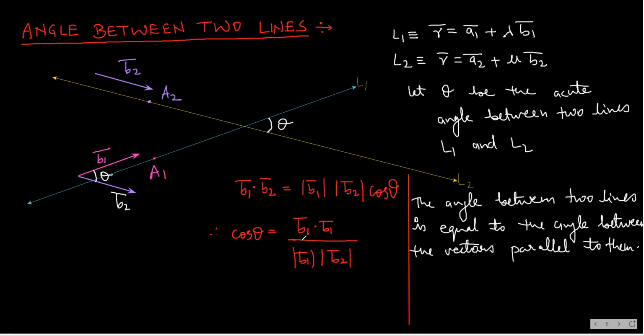And since you want the acute angle, what would you do? You will put this into a mod sign. So now you are making sure that you will always get the positive value here. Cos theta is positive, so theta has to be an acute angle.